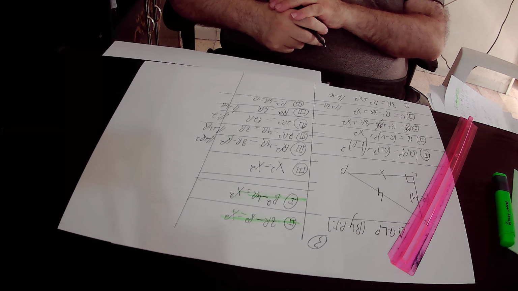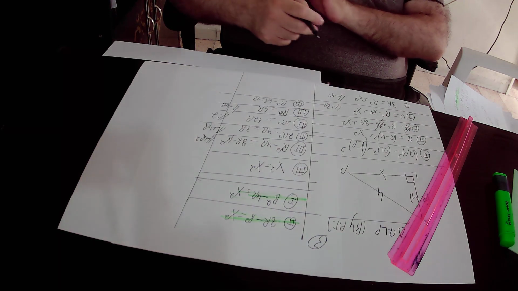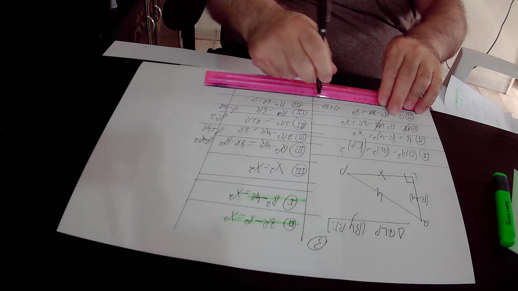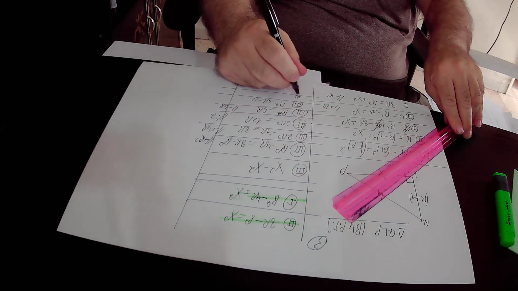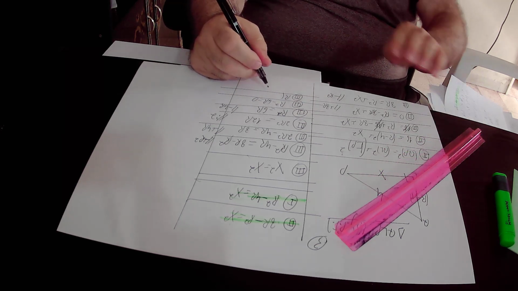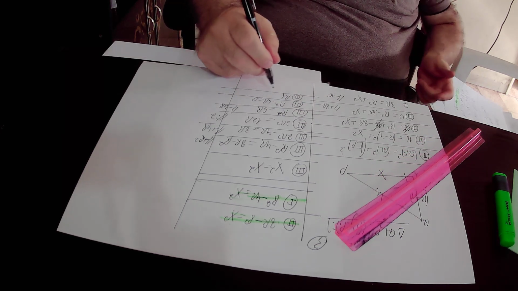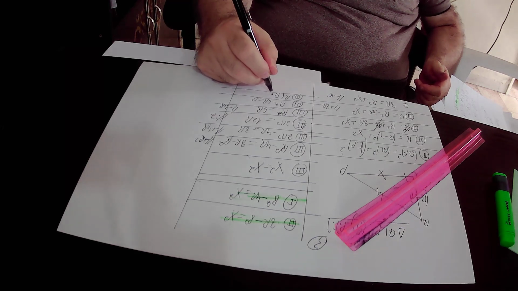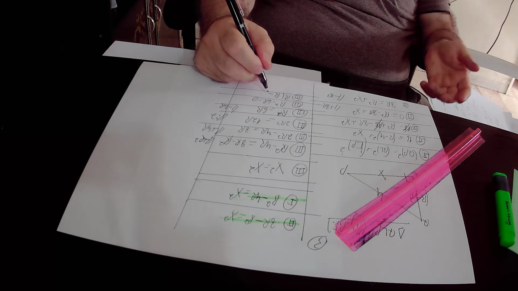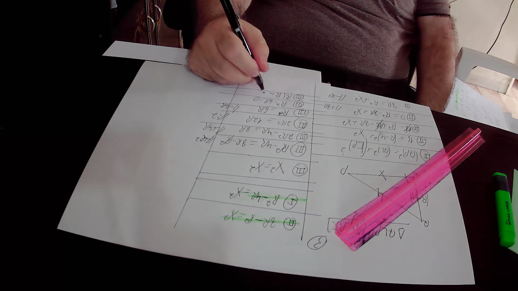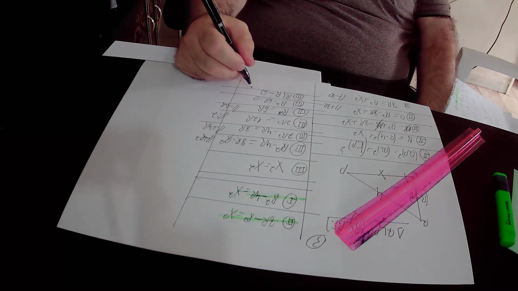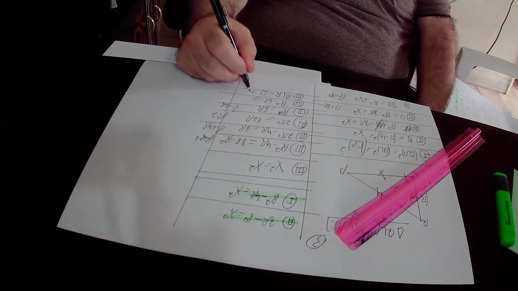So here we take R as a common factor from this expression. What is left from R squared after we took from it R as a common factor? It is actually R. And what is left from minus 6R after we took from it R as a common factor? It is actually 6. So in conclusion, R times R minus 6 equals 0.